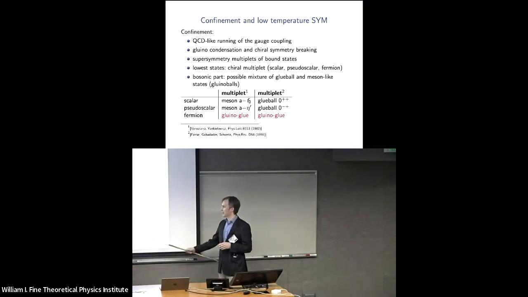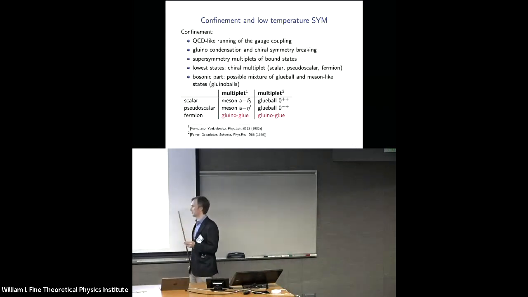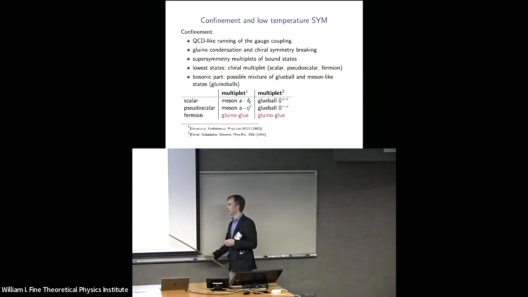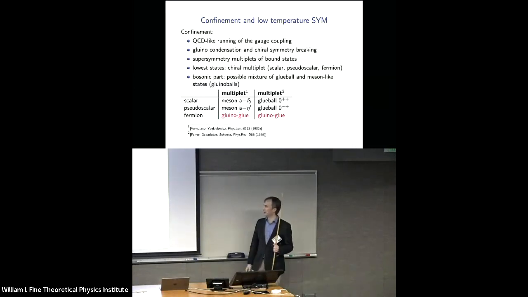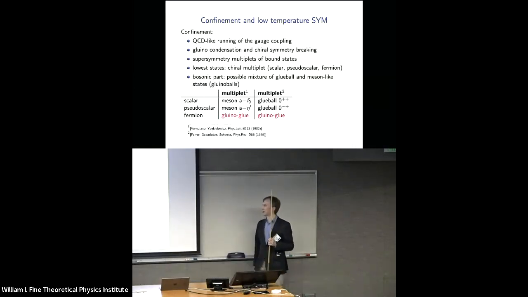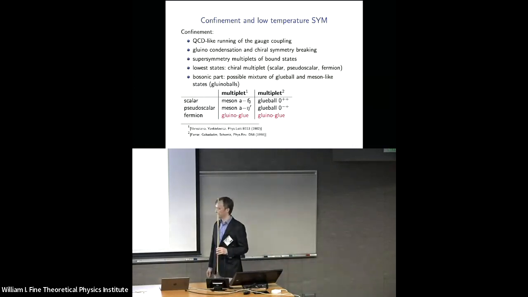In the literature, there exist basically two suggestions for these kinds of states, which are either gluino balls, which means meson-like states, or the possibility that these are just glueball states. And then you have a combination of the fermion and the gluonic particle, which is possible in the adjoint representation, which makes up the fermionic content. So this should be the low energy effective degrees of freedom.